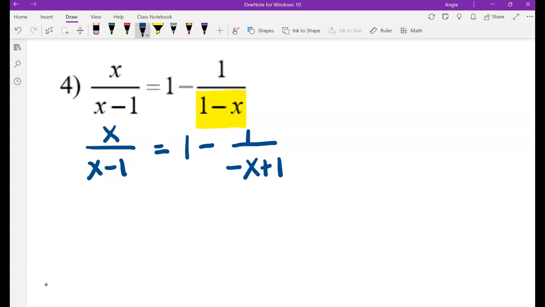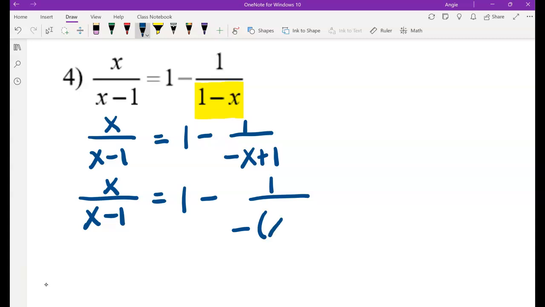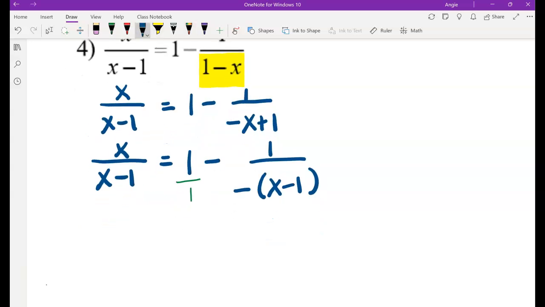Then next, we are going to factor out all your denominators. So x over x minus 1 equals 1 minus 1 over, if there's a negative in the front, take out a negative 1. So now we take a negative 1, and this is going to say x minus 1. Now this is a part where I want you to make sure you understand this: anything that's not a fraction, you can put over 1.